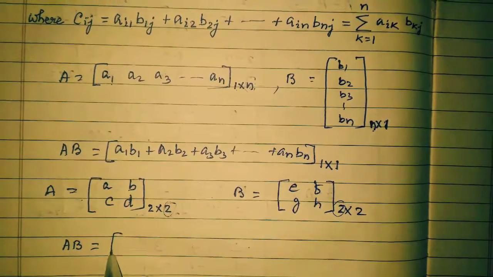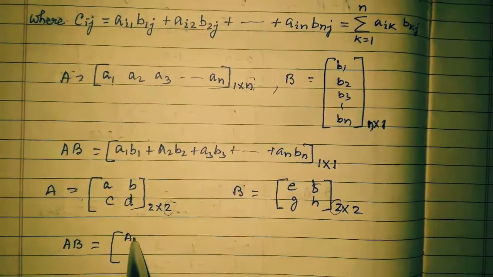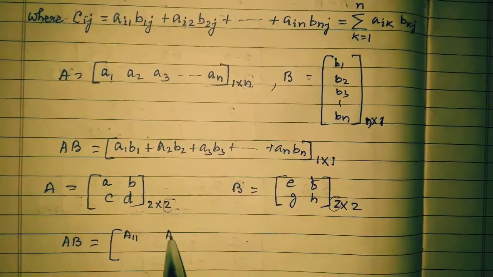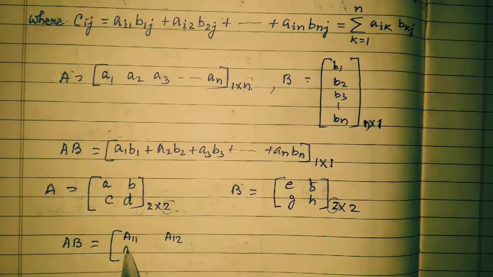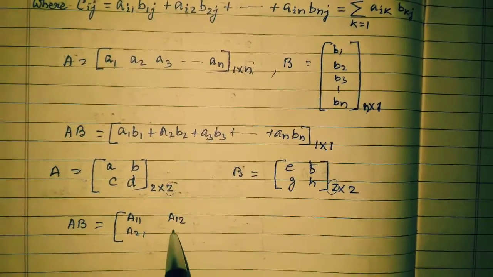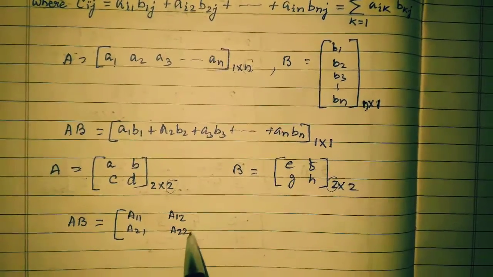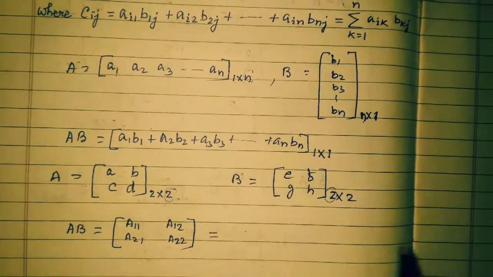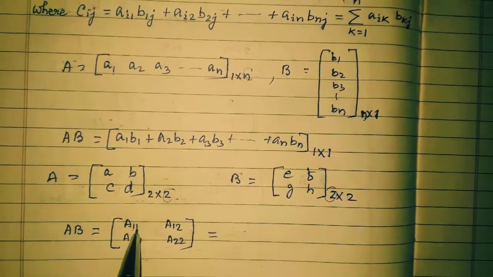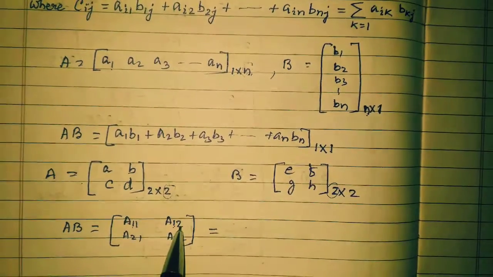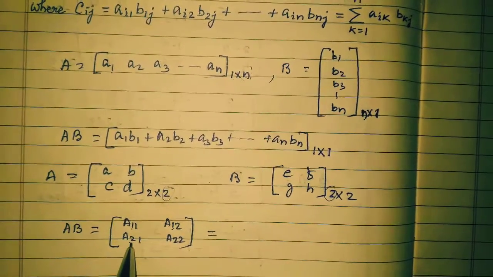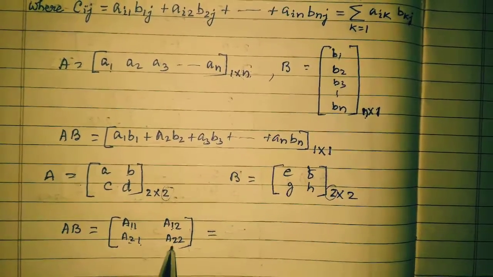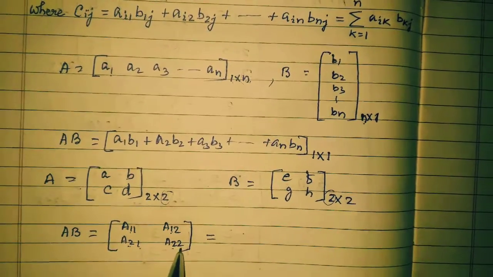But one thing we will follow here, how to find out. Suppose we don't know the elements. So the elements I'm writing: the first element will be A11, second will be A12, third will be A21 and the fourth one will be A22. Why I'm writing this will follow over here. A11 means first row, first column element. A12 means first row, second column element. A21 is second row, first column element, and A22 means second row and second column element.